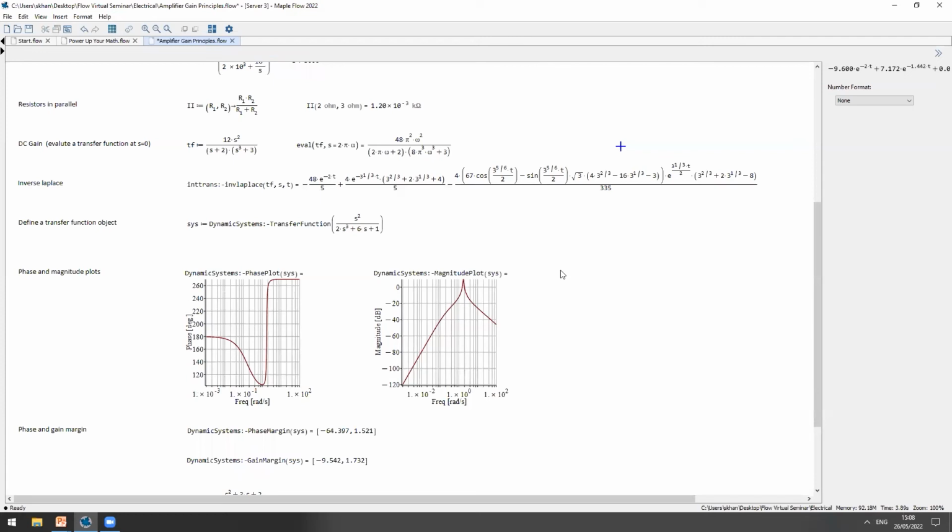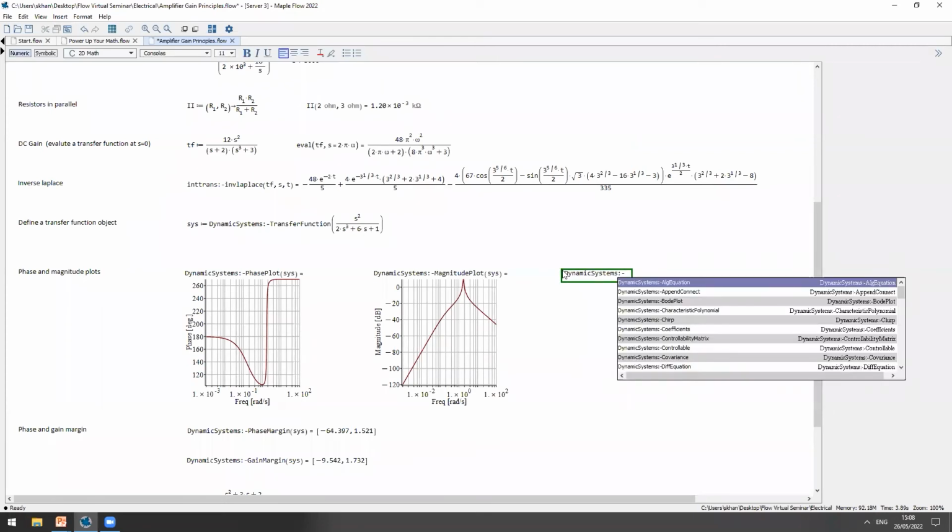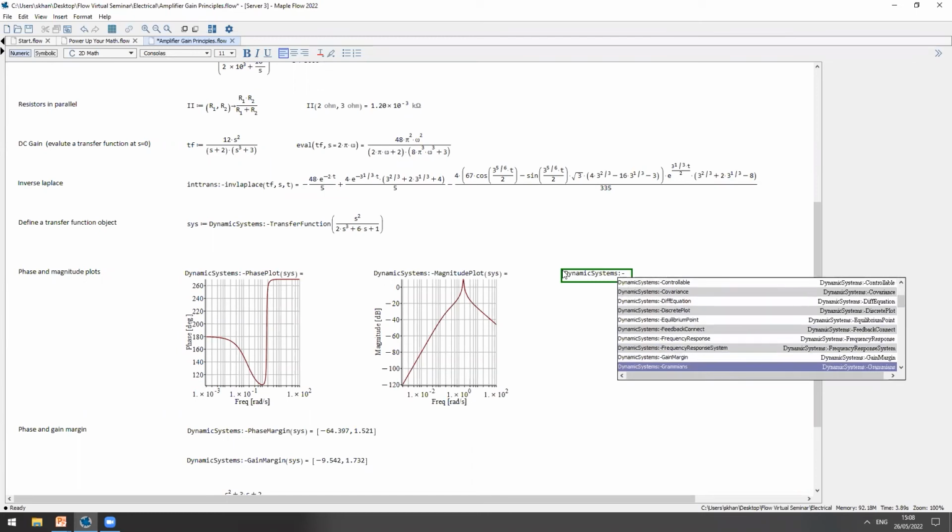There's also a whole suite of tools in MapleFlow for the analysis of linear systems. You start off by creating a dynamic systems object. Dynamic systems is the name of that package of commands, and that object can be a transfer function, a differential equation, a state space model, or something else. You can then use tools from the dynamic systems package to analyze that object.